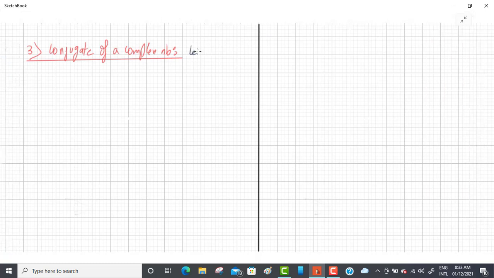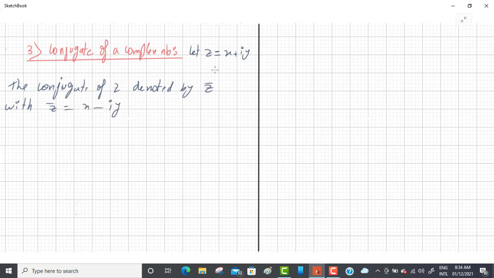Let z equal x plus iy, a complex number. The conjugate of z, denoted by z bar, is z bar equal x minus iy. So the conjugate of z equal x plus iy is z bar equal x minus iy. So you only have to change the sign of i. For example, if z equal 1 minus 3i, z bar will be 1 plus 3i.